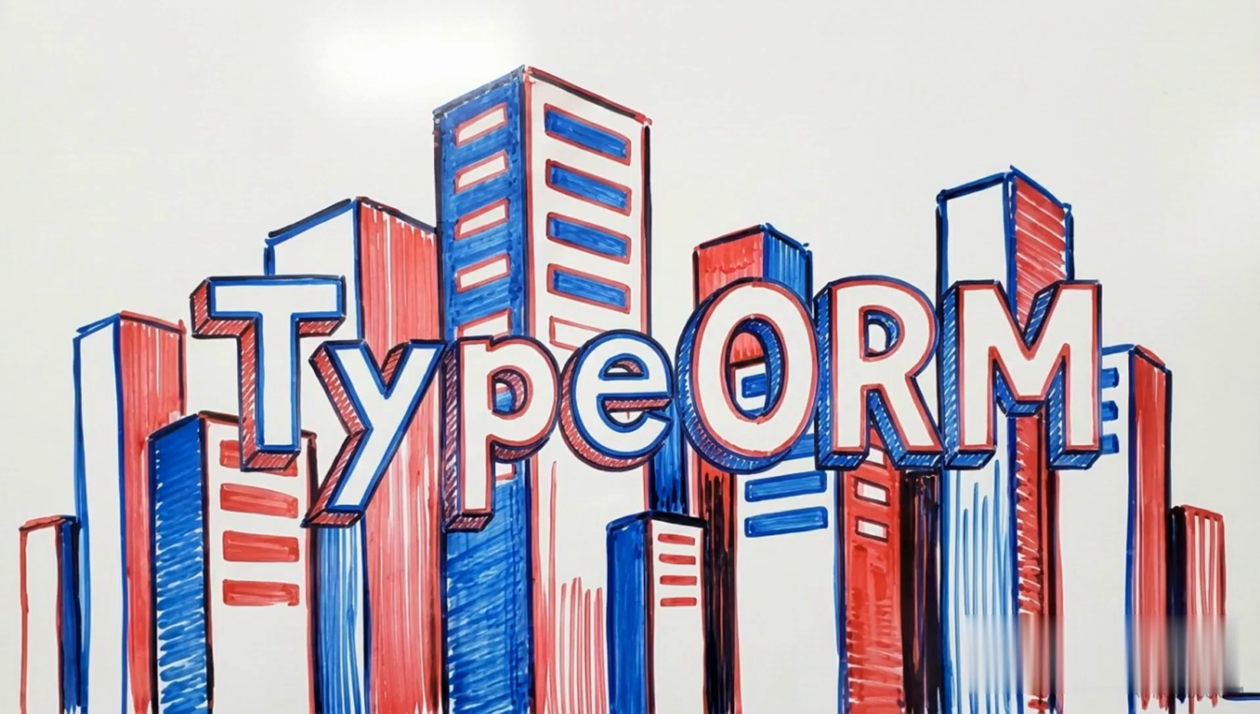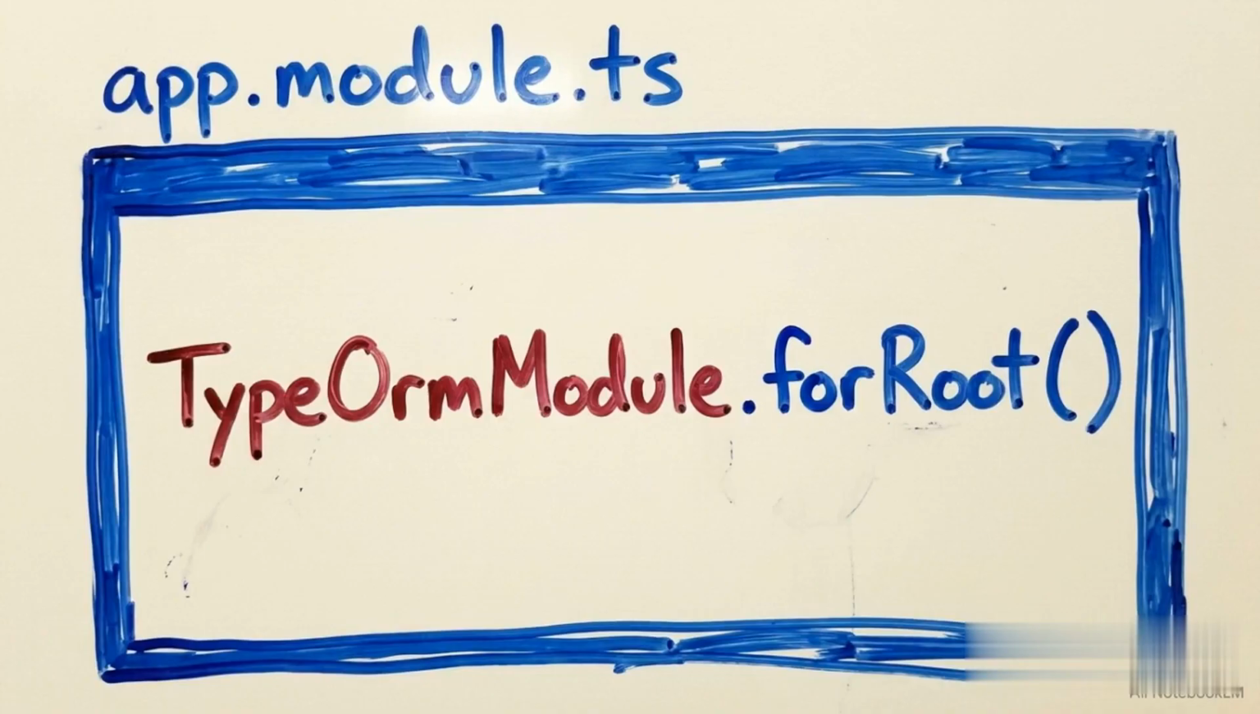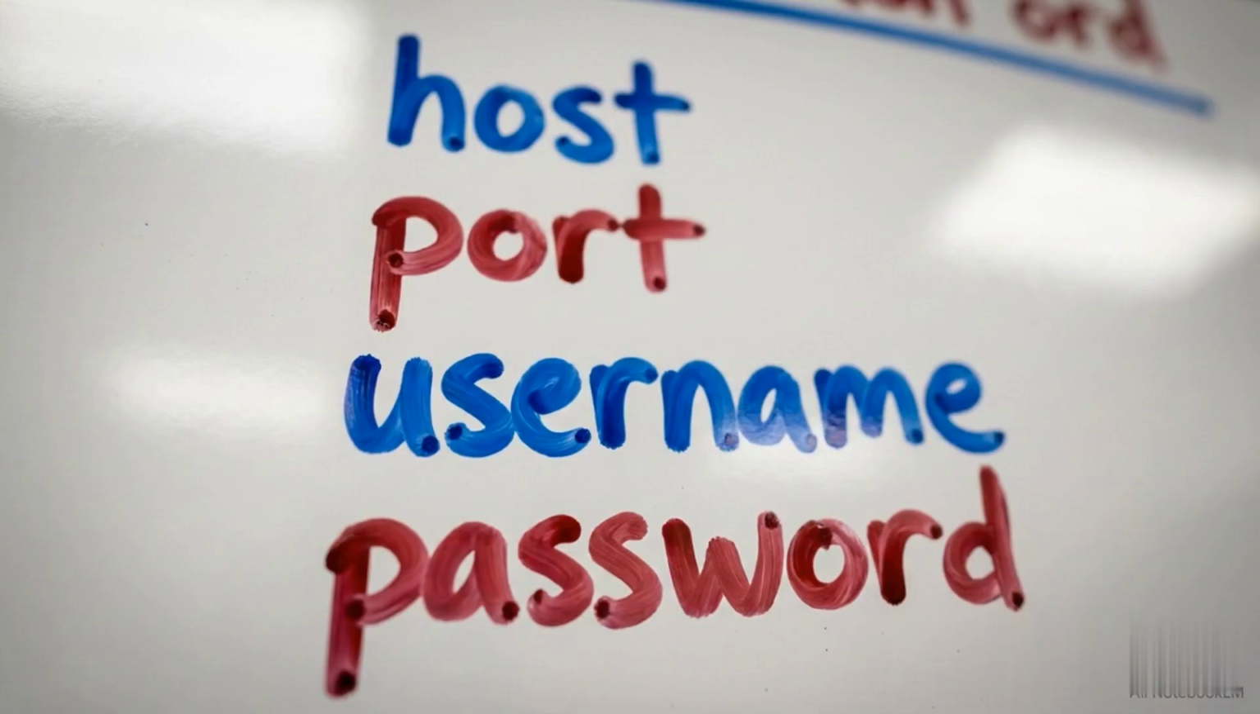We begin by installing our infrastructure dependencies. You will need the type-orm package, which provides our database abstraction layer, and the Postgres driver to enable communication between the two systems. Once the packages are installed, we configure the type-orm module in the root of the application. This setup includes your database host, port, and credentials required to open a stable connection.